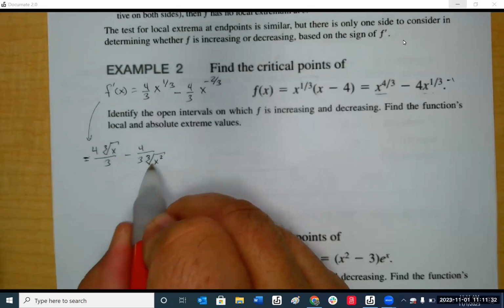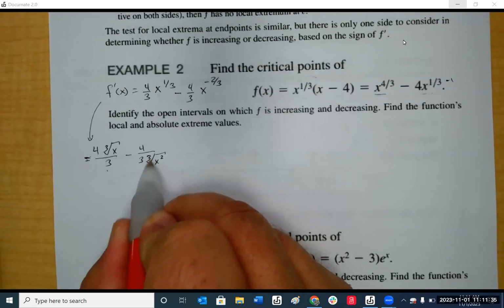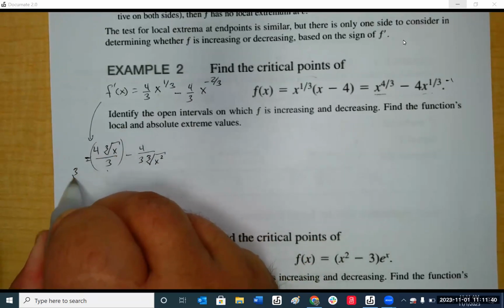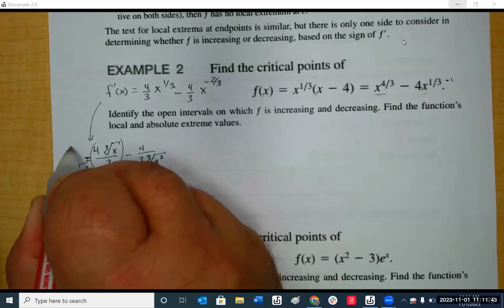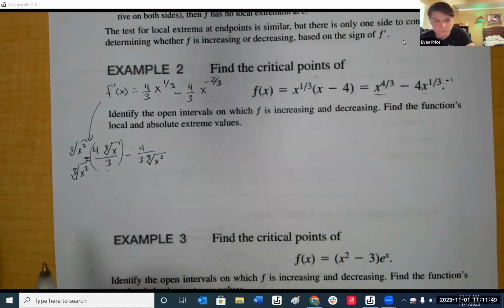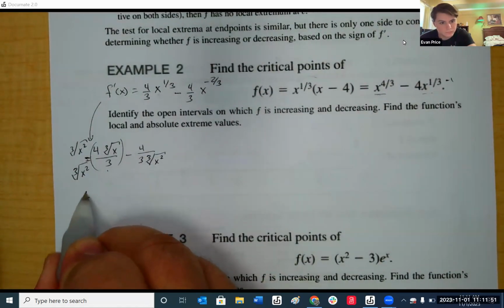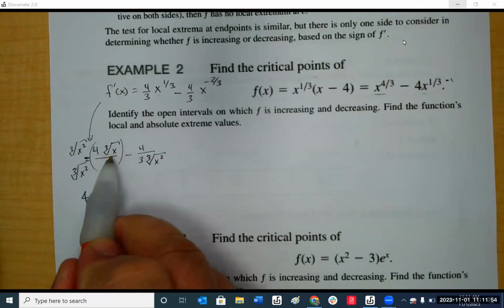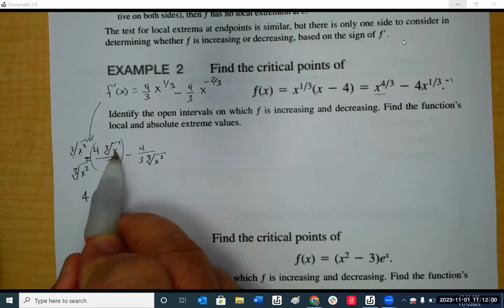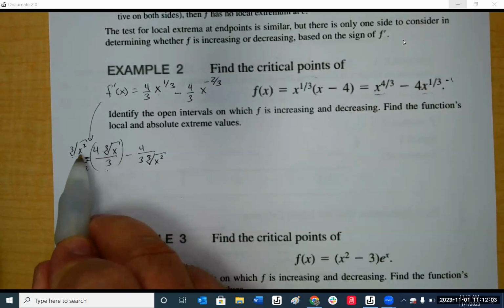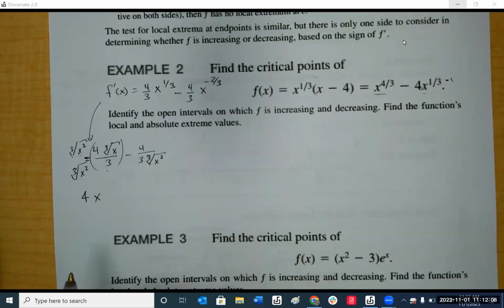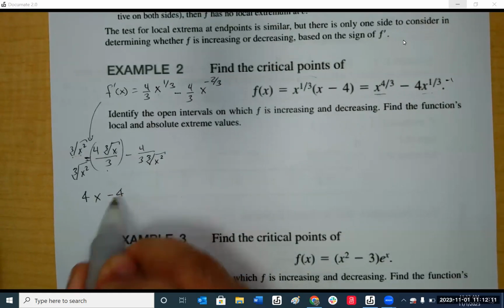So if we do that, they both have a 3. This one has a cube root of x squared. So we have to multiply the first one by the cube root of x squared, top and bottom. Now what happens on top is we have cube root of x squared times cube root of x. Since they're both cube roots, we can multiply inside there. X squared times x is x cubed, which just gives us x.